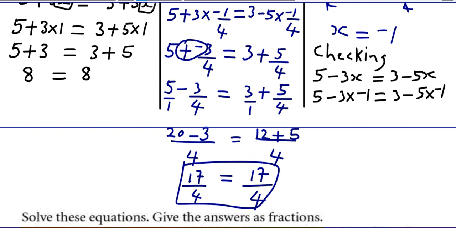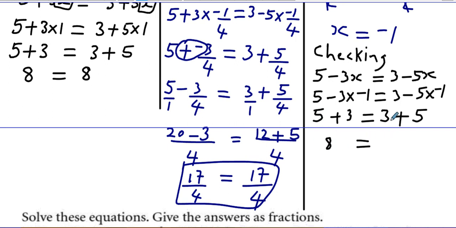So on the left hand side we have 5. The negative 3 times negative 1, that will be positive 3. That equals 3. Negative 5 times negative 1, that will be positive 5. Now take a good look over here. 5 plus 3 is 8. 3 plus 5 is also 8. So this indicates that our answer is correct.